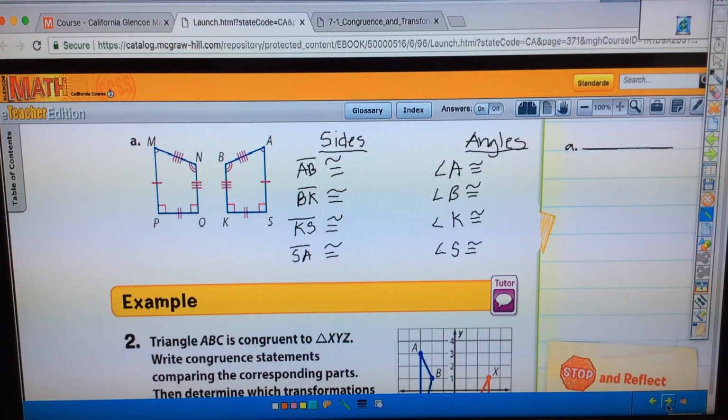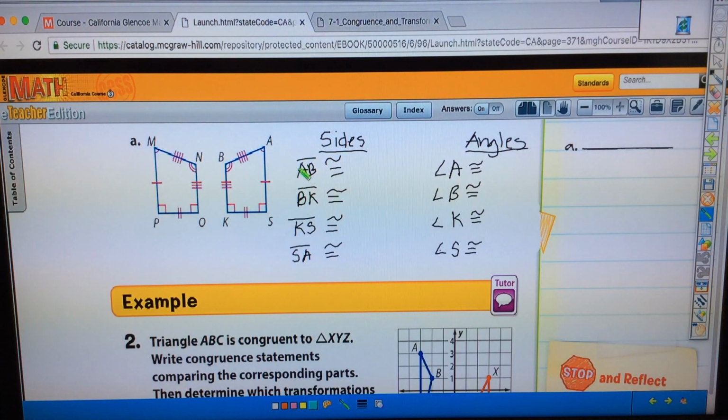Okay, so here is one for you guys to try. This is a four-sided shape, a quadrilateral. So in this case, you're going to have four side lengths and you're going to have four angles. I went ahead and started with, it doesn't matter whether you compare this shape to this one or this one to this one. The order doesn't really matter here. You have some flexibility.